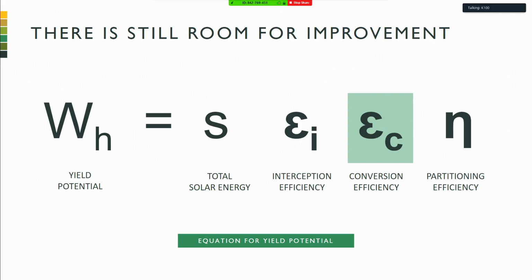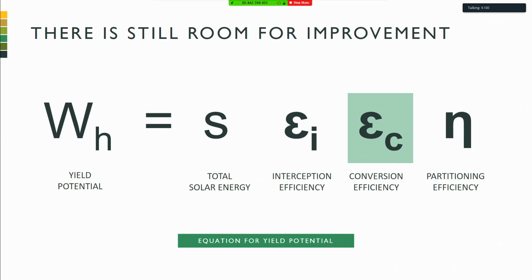And so why are yields stagnating? Why are yield increases stagnating? I think part of that reason has to do with yield potential stagnating, because of those things that drove the Green Revolution. In the Green Revolution, we saw this doubling of productivity on a land area basis over about a 40-year period. And what happened during the Green Revolution is this term of interception efficiency was vastly increased.